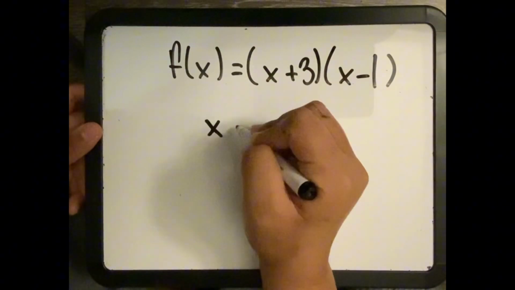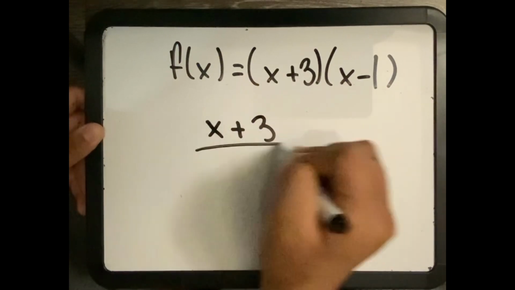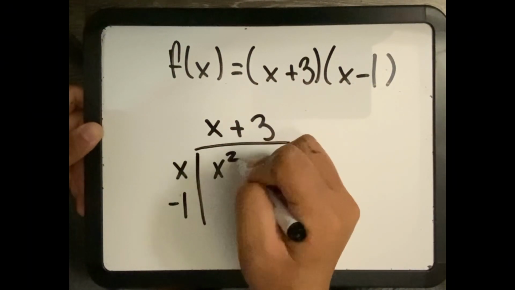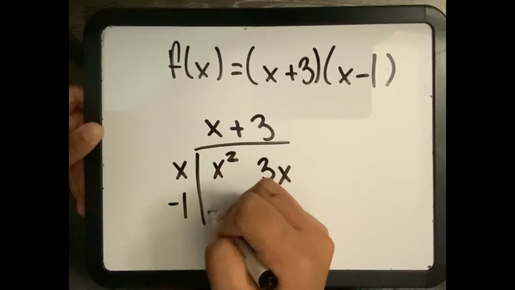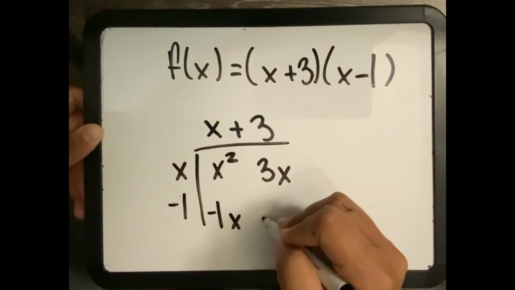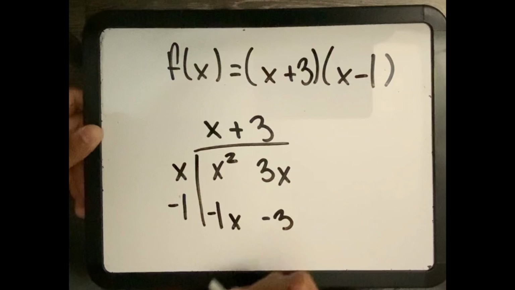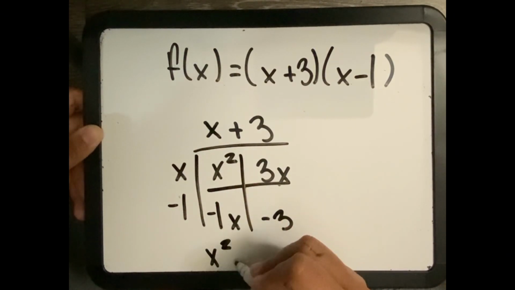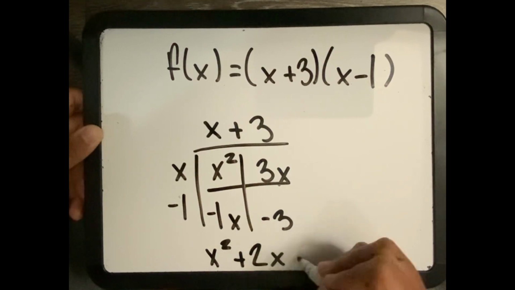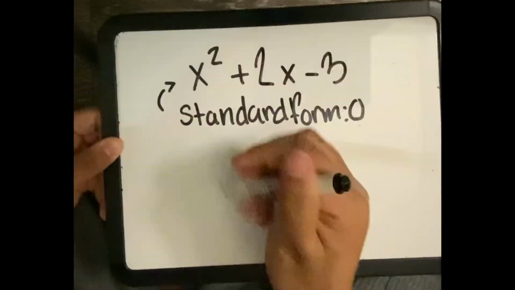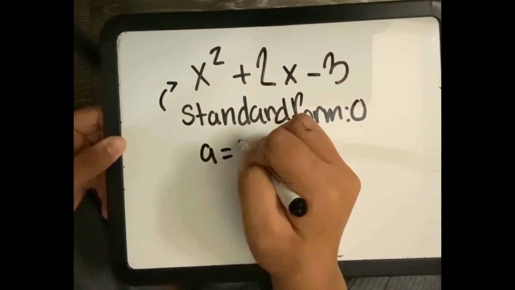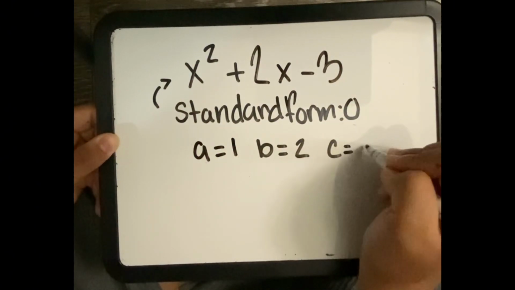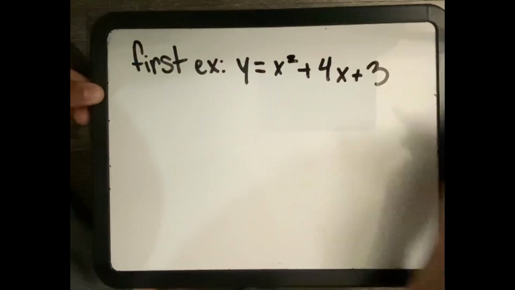The box method is pretty straightforward, and all we're doing is multiplying x plus 3 times x minus 1. Here I'm just doing x times x, which is x squared, x times 3, which is 3x, negative 1 times x, which is negative 1x, and negative 1 times 3, which is negative 3. After this, we can simplify our equation by combining like terms, and we get x squared plus 2x minus 3. And just like that, we have standard form where a is equal to 1, b is equal to 2, and c is equal to negative 3.